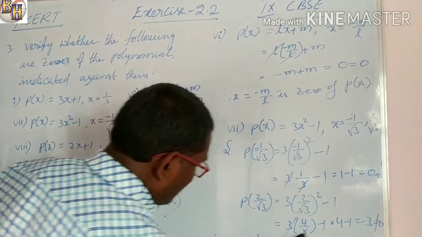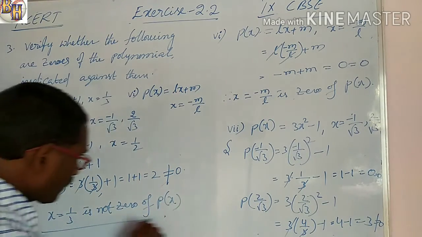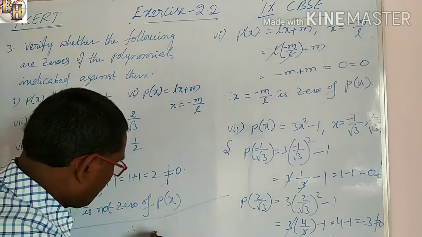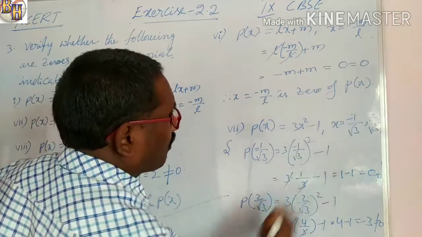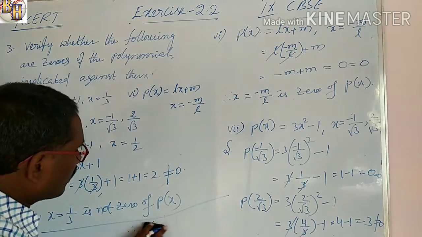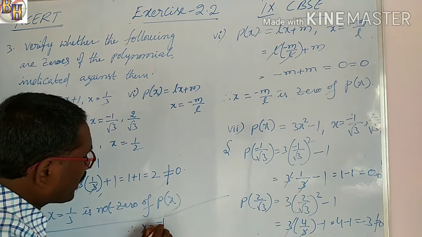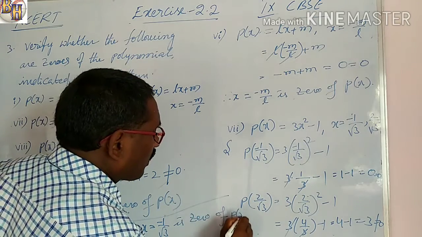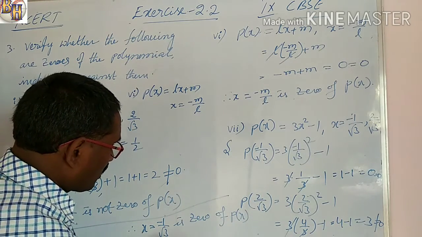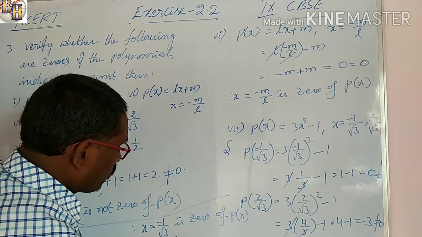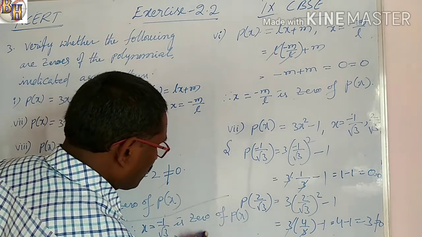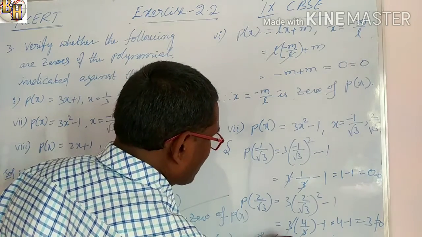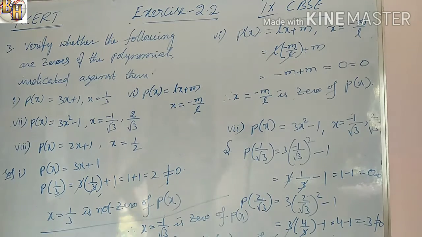Here see, I will write here. Therefore, p of x at x is equal to minus 1 by root 3 is a zero of p of x, but 2 by root 3 is not a zero of p of x. That's all. Note down.